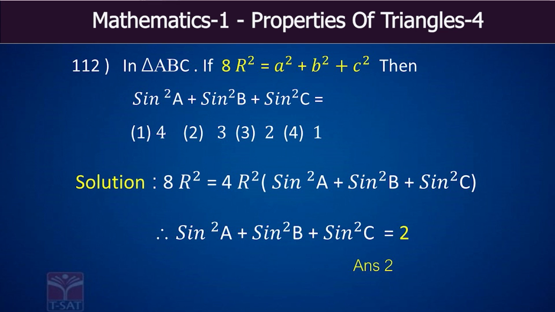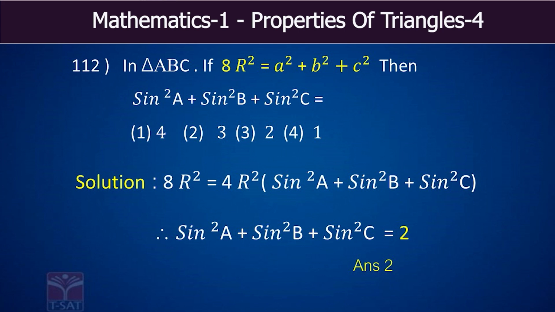Question 112. In triangle ABC, if 8R square is equal to A square plus B square plus C square, then sin square A plus sin square B plus sin square C is equal to: options 1) 4, 2) 2, 3) 3, 4) 1. So 8R square is equal to A square plus B square plus C square, that is 4R square into sin square A plus sin square B plus sin square C. So therefore sin square A plus sin square B plus sin square C is equal to 2. Answer number 2.